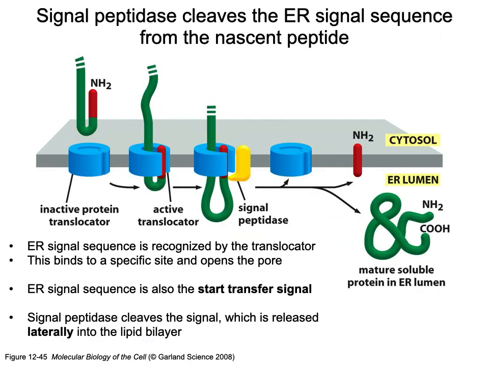So signal peptidase is going to actually cleave off the ER signaling sequence from proteins that are not going to stay in the ER. So they just needed the signaling sequence to get them to the ER, but they're going to move on in their journey, okay? So the amino acids that are found in that signaling sequence can be recycled. So again, we can just think of this sequence as kind of a start transfer sequence, okay?